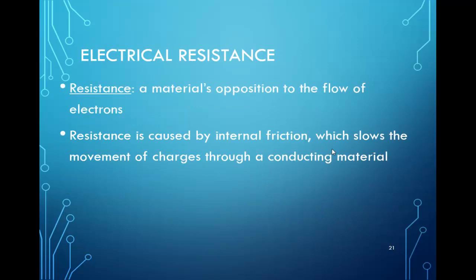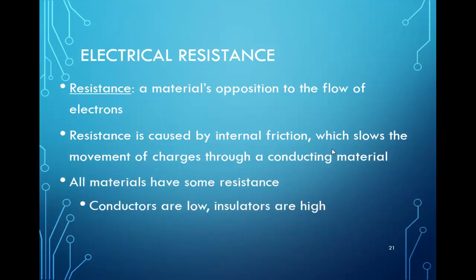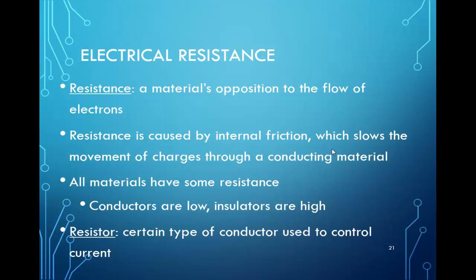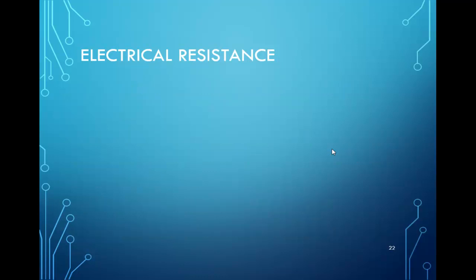And we talked about the resistance of materials. Resistance is caused by friction, which slows the movement of the charge through a conducting material. All materials have some resistance. Conductors are low, insulators are high. So the conductor has low resistance, but the insulator has high resistance. A resistor is a certain type of conductor used to control the current. So resistors are very important in electricity because they help us control the electric current.